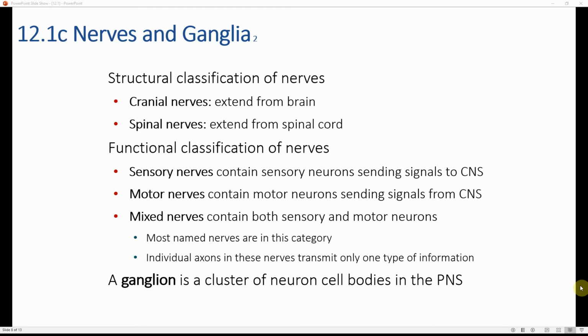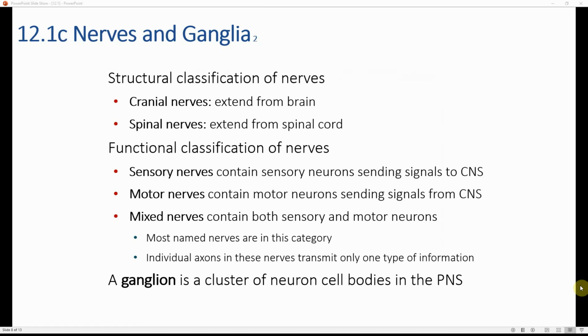These are called cranial nerves. They do not go through the spinal cord. They exit the brain, and you have 12 pairs of them that exit the ventral surface of the brain. And then your spinal nerves extend out from the spinal cord and go to your arms and your legs and your viscera.